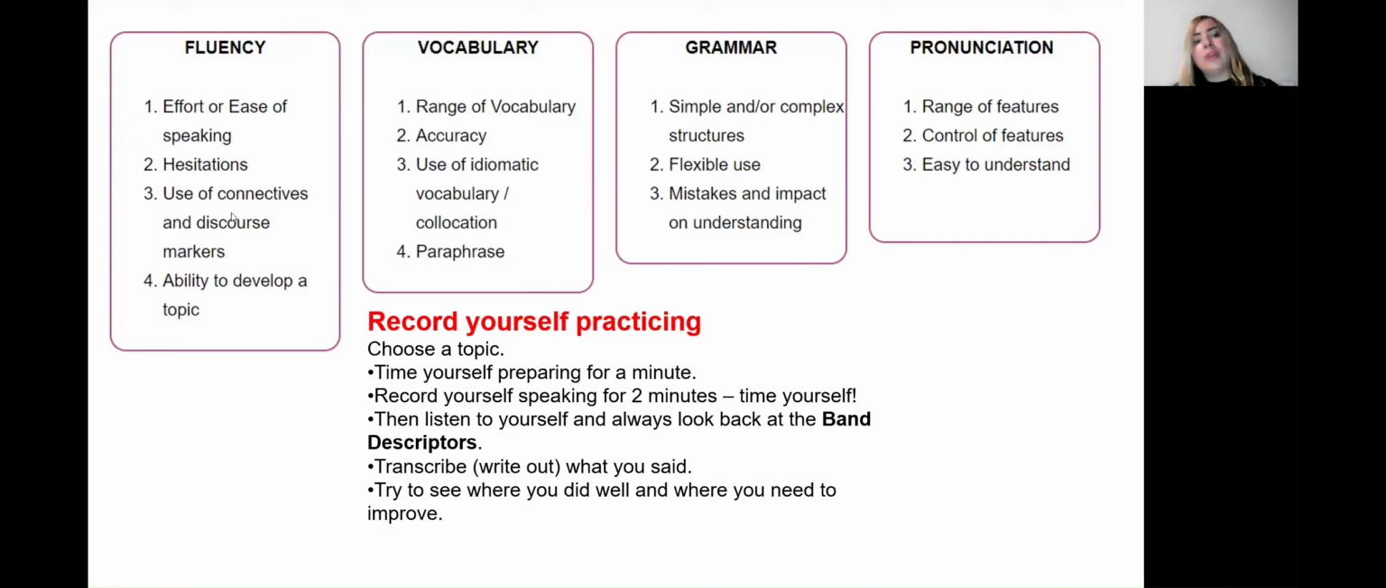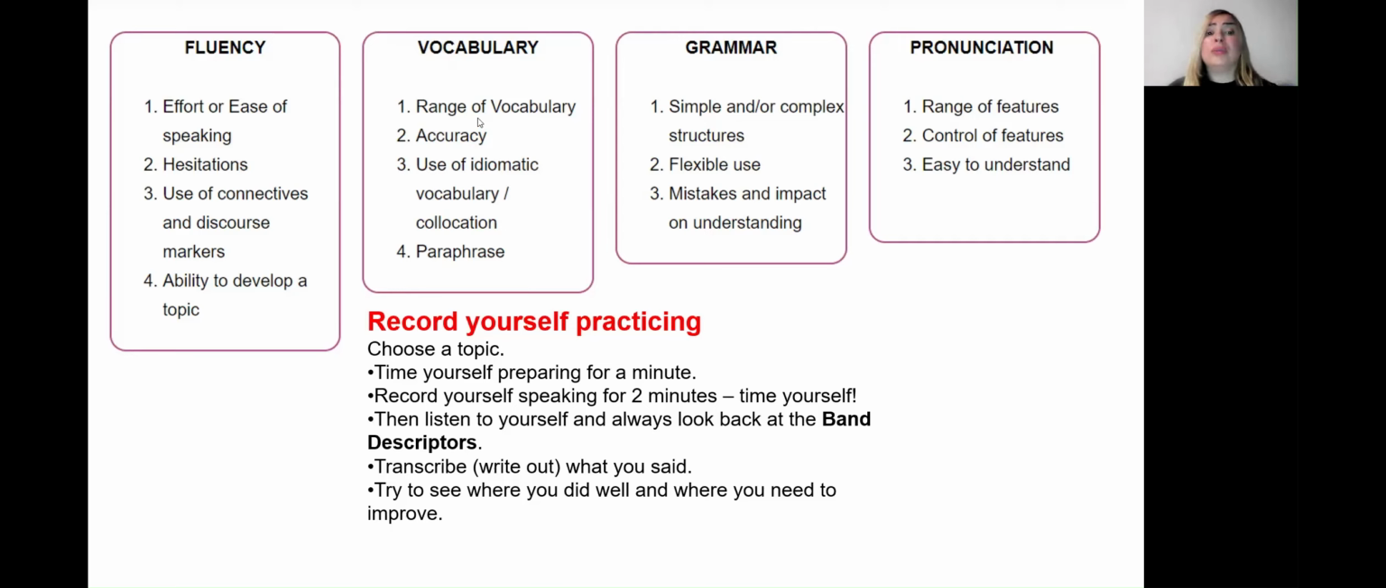Hesitations. Are you able to use connectives and discourse markers? Linking words. How able are you to develop a topic? So taking a simple topic and building on it and using more complex vocabulary. And I'm going to touch on that in a bit.